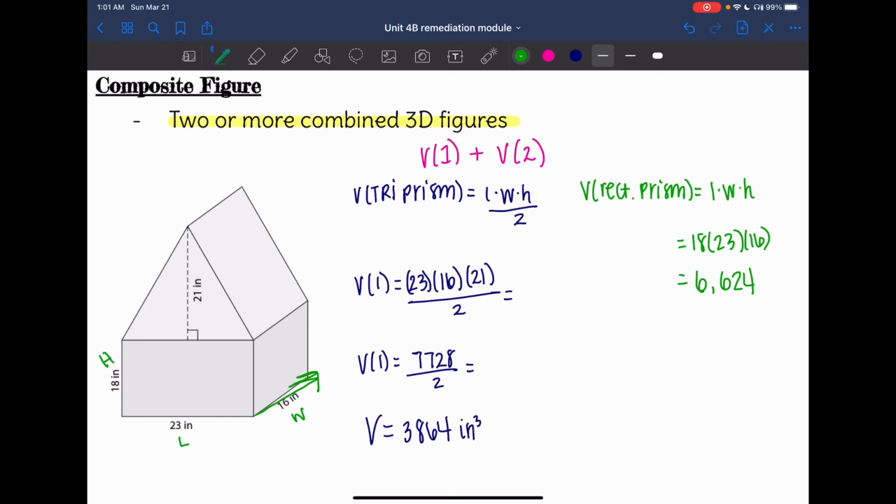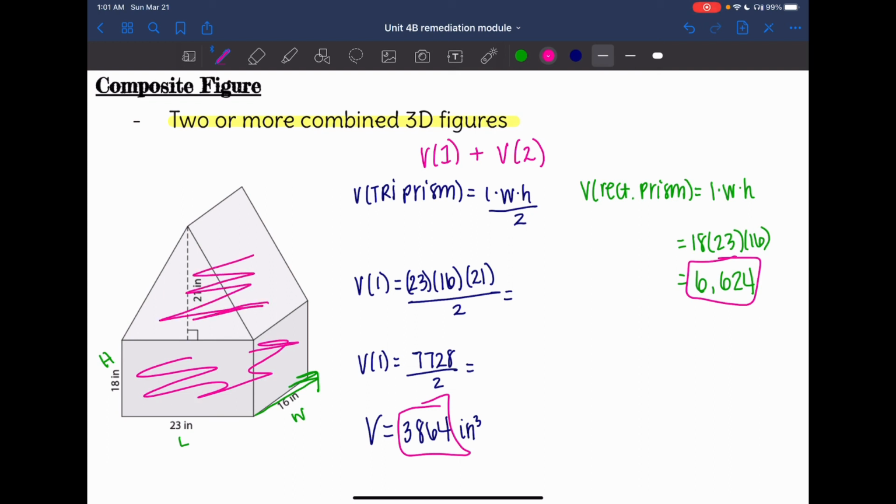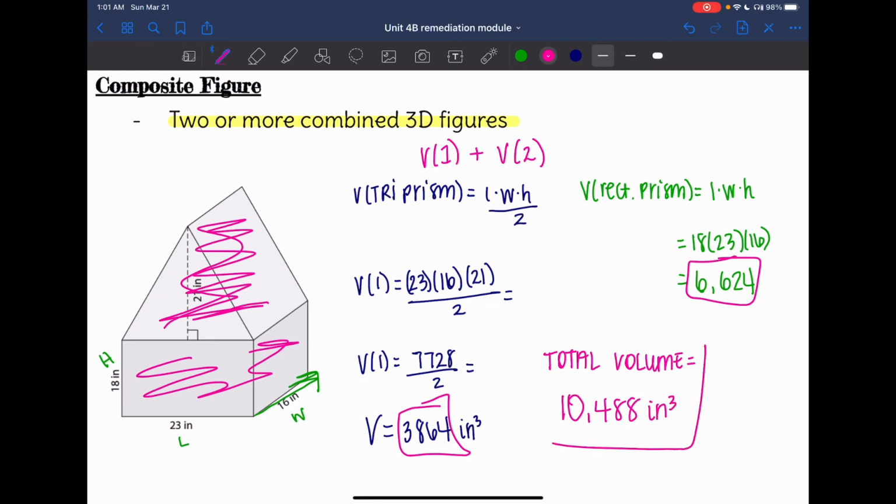And now all I have to do is add these two volumes right here and right here because they are stacked on top of each other. So we have the volume of this figure right here, and then we're adding on top of it this figure right here to find our total volume. Alright? So our total volume is going to be, let me add real quick, 10,488 inches cubed. So it's kind of a big object, but I hope this helps.